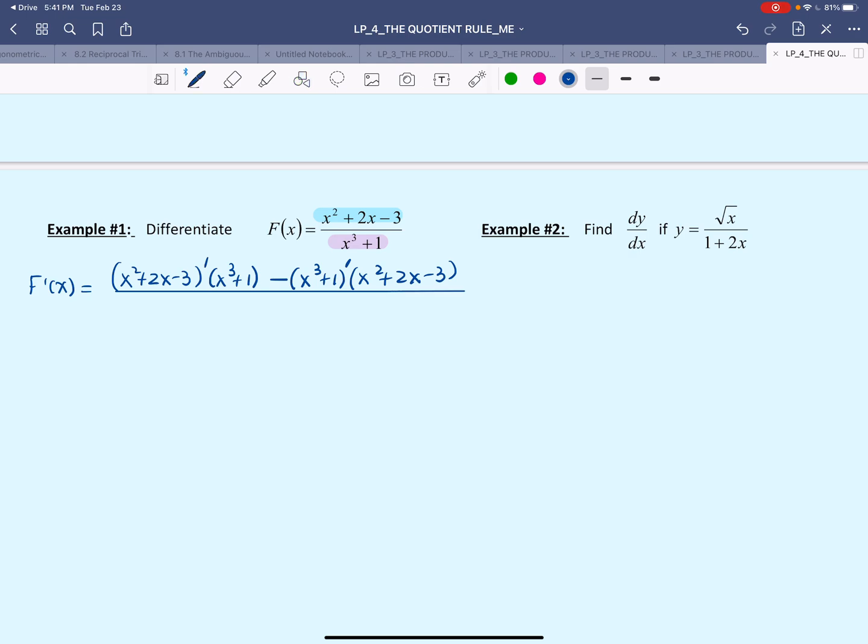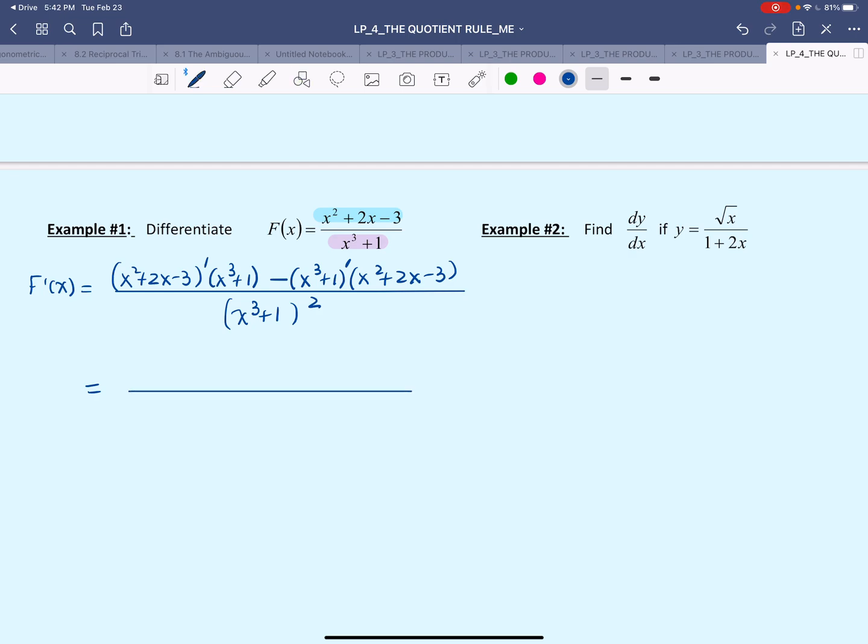And this will be over x cubed plus 1 to the power of 2. Now, I haven't done much in here. I've simply written out or applied the formula. Normally, you would just start differentiating the numerator, multiply by the denominator, and then minus differentiate the denominator, multiply by the numerator. But this is just the first day of learning this. I'm learning or applying the quotient rule. So that's why I'm showing all the steps here.